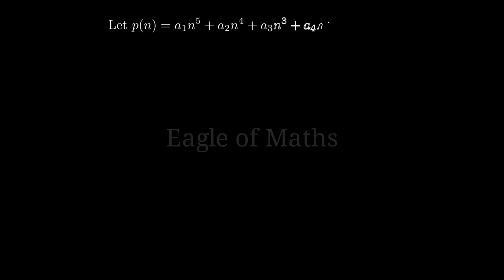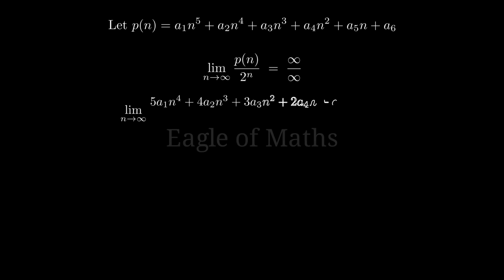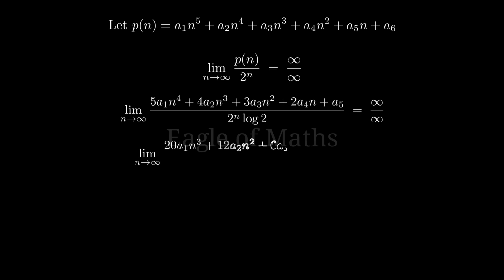Let p of n be a polynomial of degree 5. Consider the limit of p of n divided by 2 power n. This is an infinity by infinity form. Applying L'Hospital rule for the first time. Applying L'Hospital rule again.